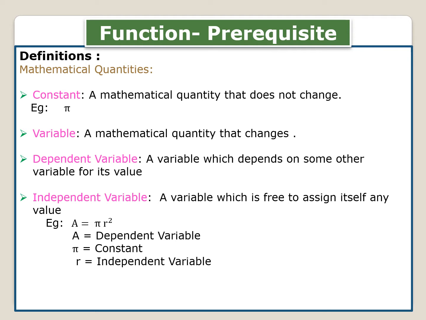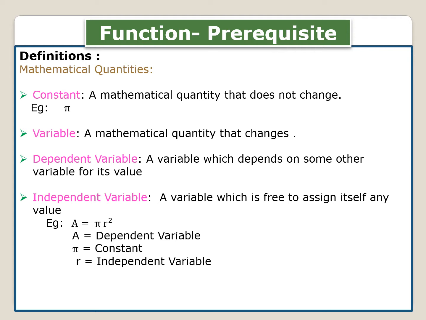First is a constant. A constant is a quantity that does not change, that does not vary. For example, pi, 2, 3, etc. Next, variable. It is the quantity that changes, that varies. It's called as a variable.